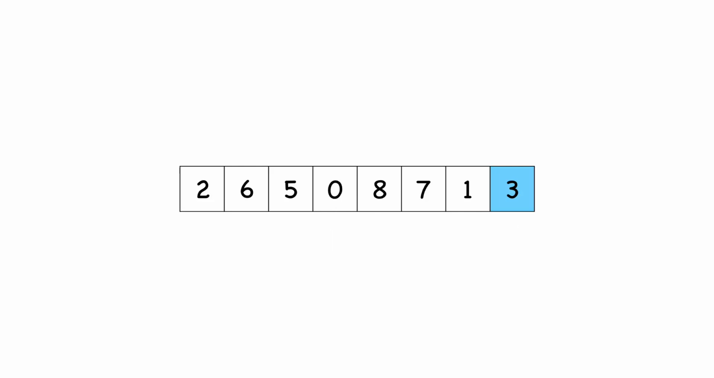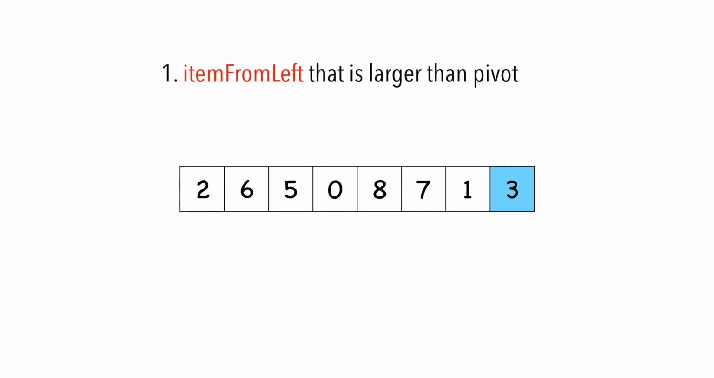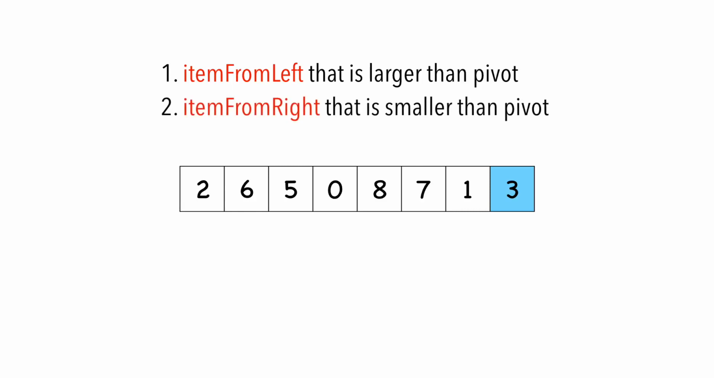Next, we're going to look for 2 items. First, item from left, which is the first item starting from the left that is larger than our pivot. Second, item from right, which is the first item starting from the right that is smaller than our pivot.